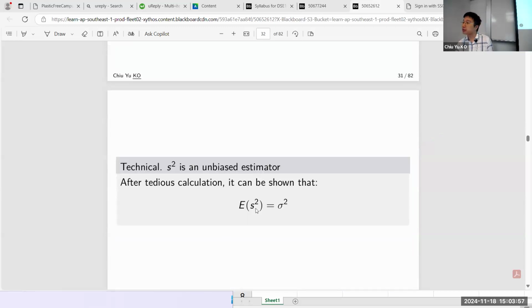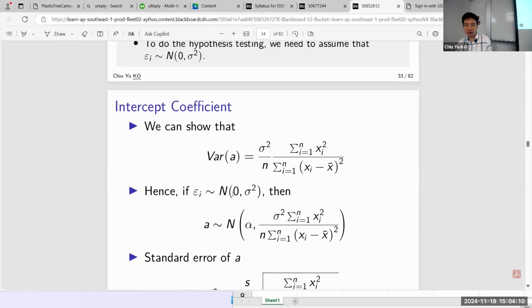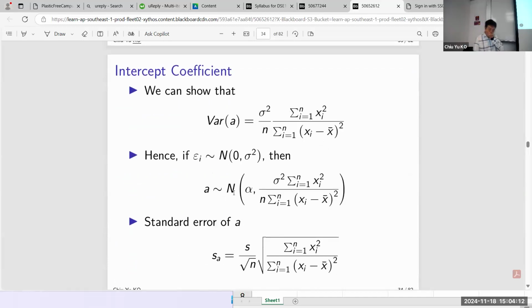So as I said, it's unbiased. Okay. And actually same as ANOVA, right? In ANOVA, X follows some normal distribution, but now in regression, we say this is the model. I'm not going to talk a little bit more, but I want your attention on that. Okay.